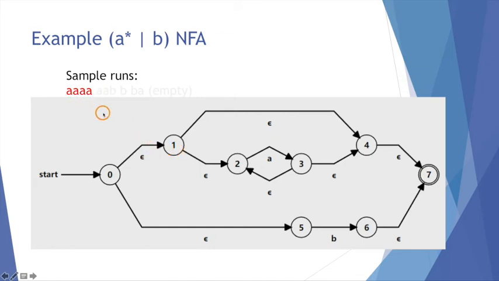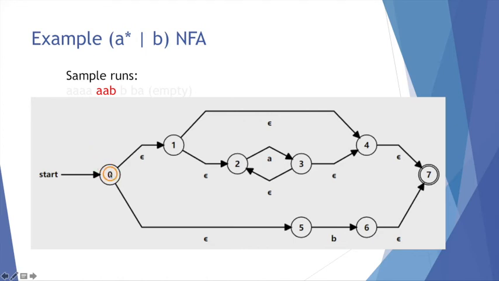If we do AAAA, we'll go up from 0 to 1, then go down to 2. Because 2 to 3 is the A here, you're going to do it 4 times because you have 4 A's. So at the end, you end up at 3, and you will use the epsilon transition from 3 to 4, then 7. So you'll be accepted at 7.